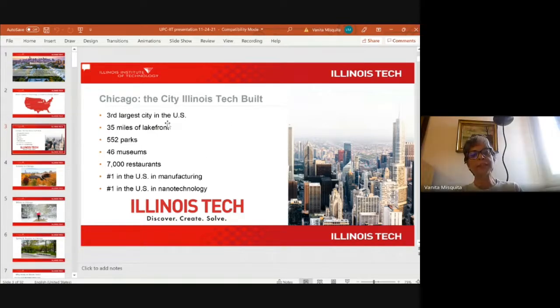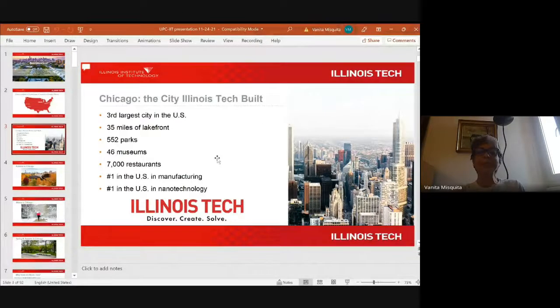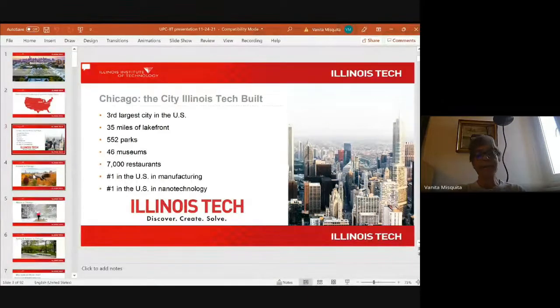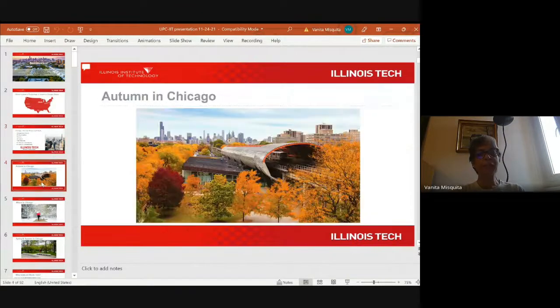The title of the slide says Chicago, the city Illinois Tech built. We did not build the entire city, but we did contribute to some of the major architectural landmark buildings that are part of the skyline of Chicago. We have a well-known College of Architecture, and professors and their students have contributed to some of the buildings that are part of the skyline and the city of Chicago.